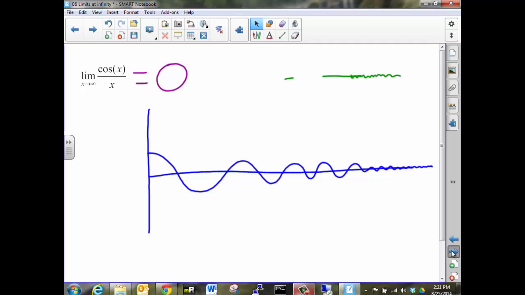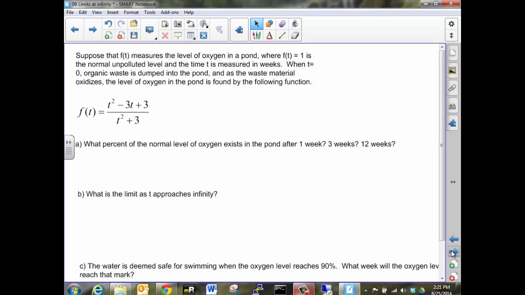Well, now let's do something I know you've been dying to do, and that's a word problem. Okay? All right, let's look at this problem here. Suppose that f of t measures the level of oxygen in a pond where f of t equals 1 is the normal unpolluted level. And t is measured in weeks. When t equals 0, organic waste is dumped in the pond and the waste material oxidizes. The level of oxygen in the pond is found by the following function.